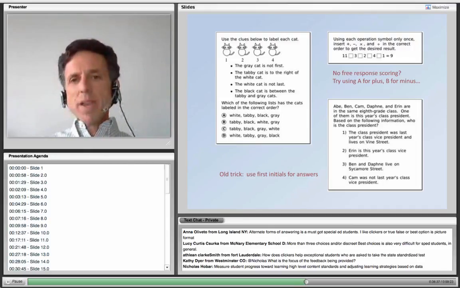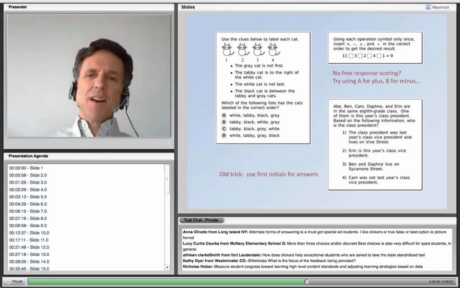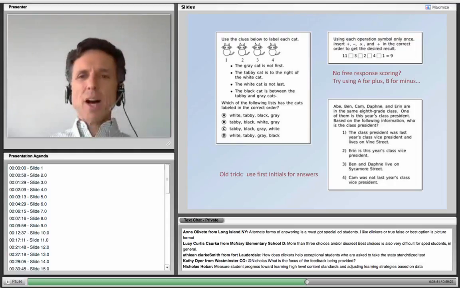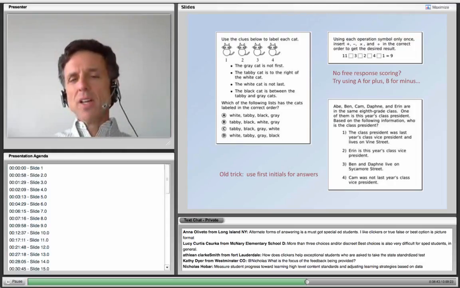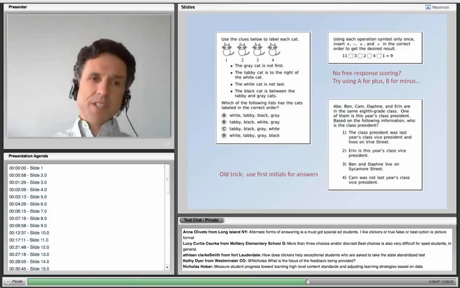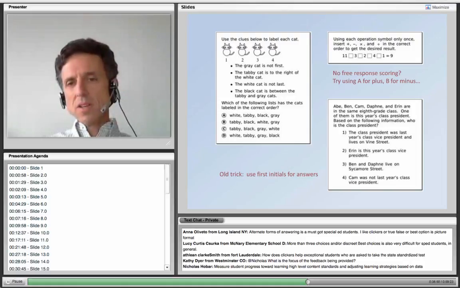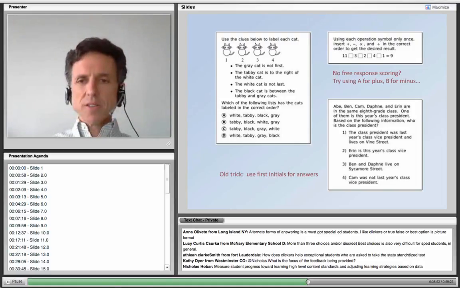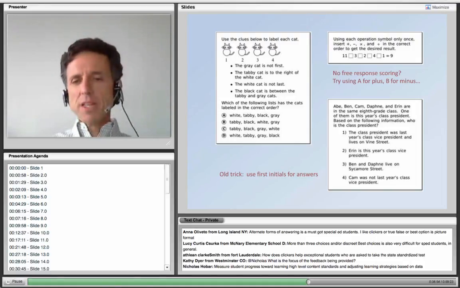The top right one, I give a little hint. It's not a great hint, but if your devices can't handle something like plus, minus, times, or divide, you can always just assign a letter to it and just tell students, you know, if plus is the answer, answer A, minus B, and so on.